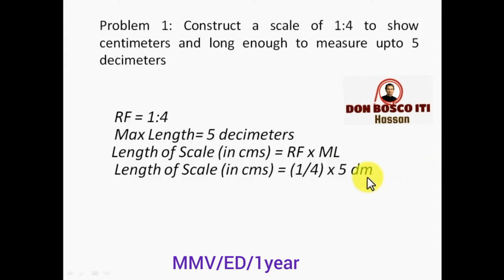Now guys, 1 decimeter is equivalent to 10 centimeters. So the next thing to do is, in place of this decimeter, we'll be writing 10 centimeters. So let's do that. And on doing this calculation, 5 times 10 is 50, over 4, 50 over 4 is obviously 12.5. That's it. So the length of our scale has worked out as 12.5 centimeters. Okay, job done. Now let's start with the construction.